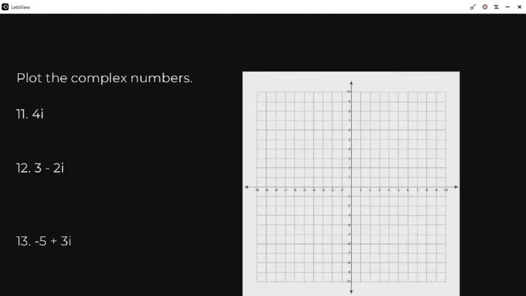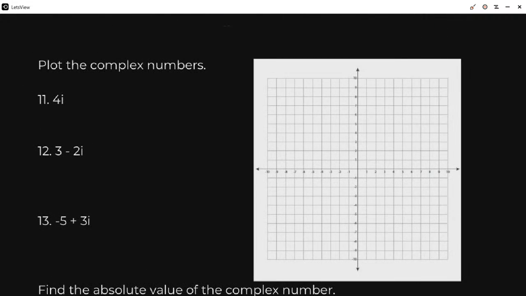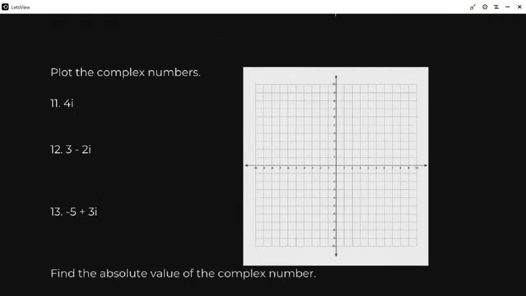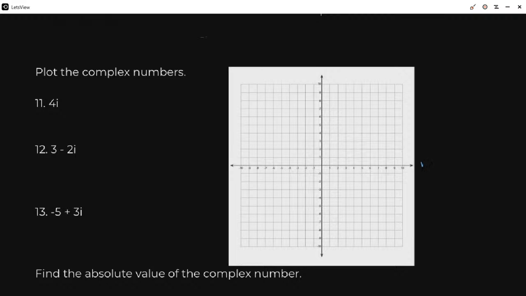Okay, next is graphing. So we want to plot the complex numbers. The x-axis is for the real numbers, and the y is the imaginary. Okay, so for the first one we have 4i, so that means it's 0 for the real, so it's like 0 for x, and then we're going 4 up on the imaginary, so this right here would be 4i.